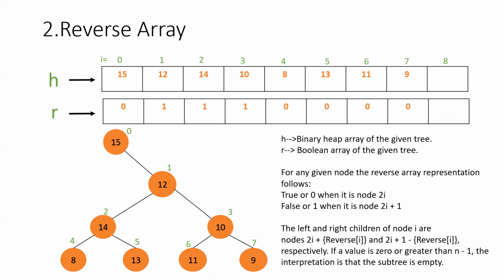Suppose for 15, index i is 0, then 2i equals 0, then it has a right subtree. Next, if i is equal to 1, then 2 into 1 is 2, which is 14. It has a left subtree, so the value becomes 1. Next, if i is equal to 2, then 2i plus 1, which is 5. In turn, the value at index 5 is 13. This means 13 is the right node of 14 and is given 0. So the same follows with the rest.